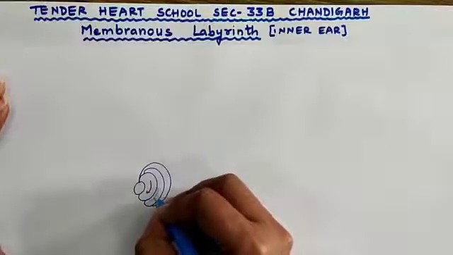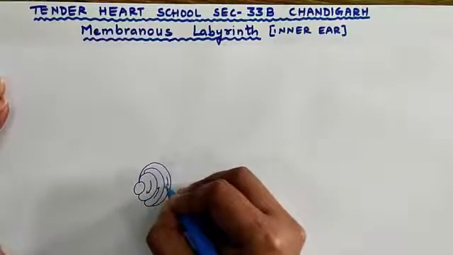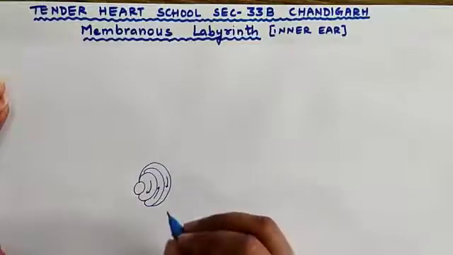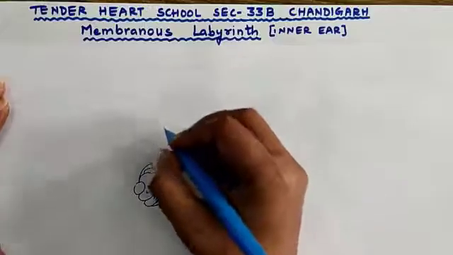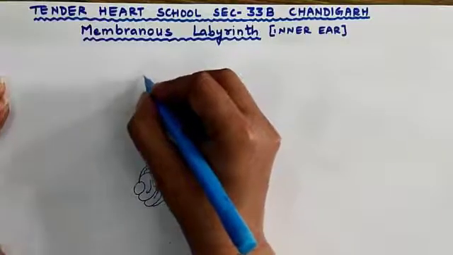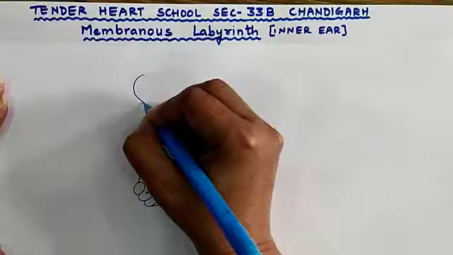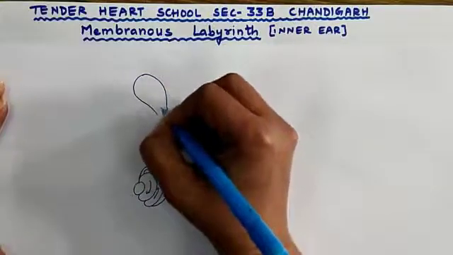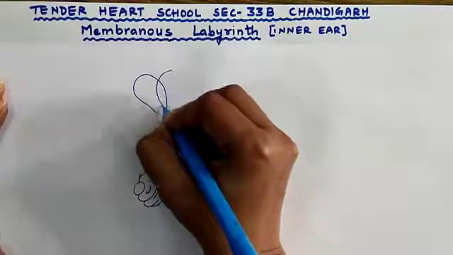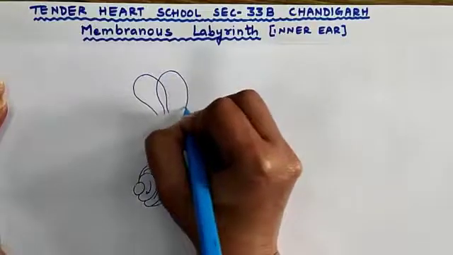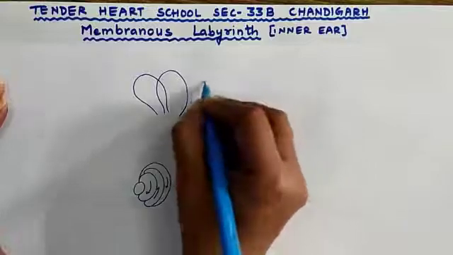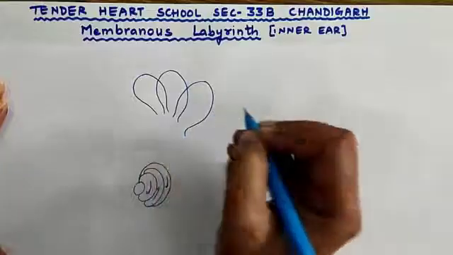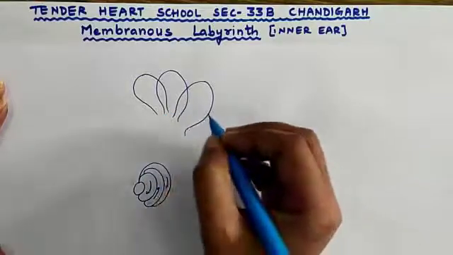So this is your cochlea with 2.5 turns. Now above the cochlea, we have three semicircular canals in the inner ear, which are present at right angles to each other. So we will draw three of these. These are three semicircular canals which are present at right angles to each other.